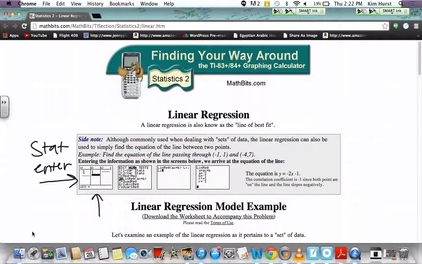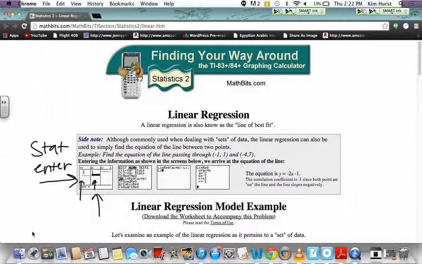All right. Now notice the little numbers at the top. It says L1, L2, L3. That means list numbers. Okay. And you're going to put data points in there. So in the first list, you're going to put in all the X values, and in the second list, you're going to put all the Y values.